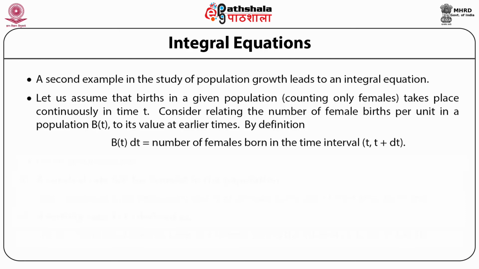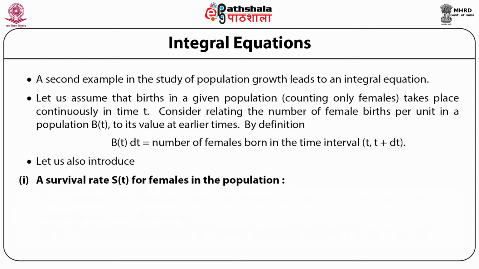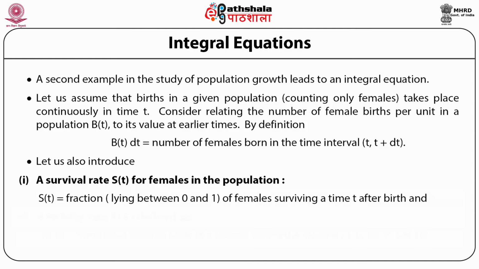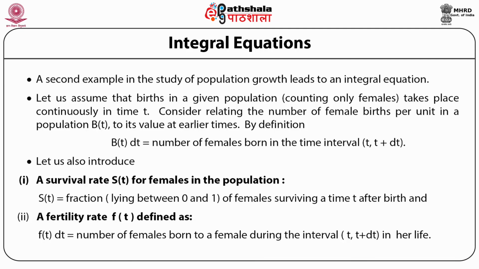Then we consider the relation of b of t to its value at an earlier time. By definition, b of t dt is the number of females born in the time interval between t and t plus dt. Now, out of this population, there will be a survival rate because some of the members will die out, and there will be an increase in population because of the fertility rate, because new baby girls will be born. So let us introduce a survival rate S of t for females in this population, where S of t is the fraction, lying between 0 and 1, of females surviving at time t after birth, and a fertility rate F of t, defined such that F of t dt is the number of females born to a female during the interval between t and t plus dt in her lifetime.